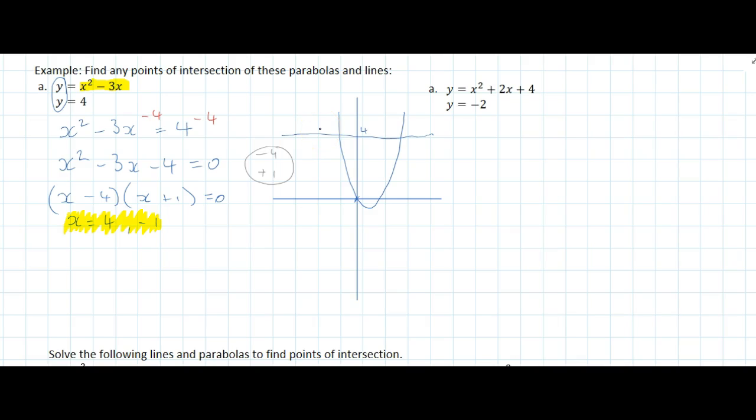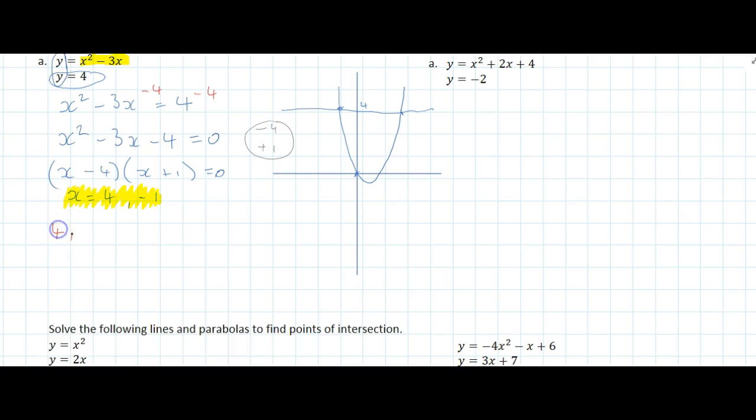To find the y values, you don't actually have to do anything. If you think about it, the y values are both on the y equals 4 line. So this tells you that any intersection point will have y equal to 4. So the intersection points will be (4, 4), that is 4 in the x direction and 4 in the y direction, and (-1, 4). So they're my 2 points there. That will be that one there and that one there. That'll be 4 there, and that will be -1 there.